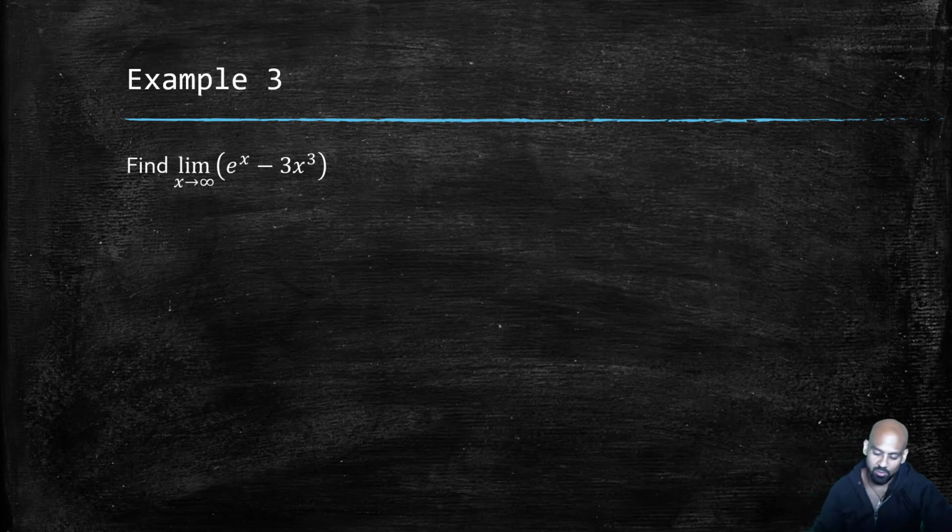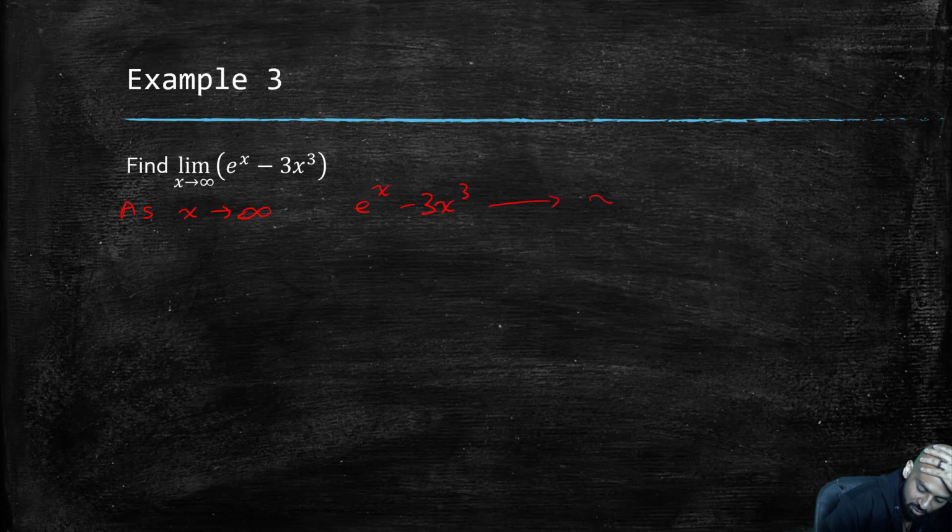Okay, so this is actually a really, really cool example. Why? Because it's exactly the same as what we're used to. So as x approaches infinity, we're going to jump right in. e to the x minus 3x cubed. Well, that goes to big old number minus big old number. Again, indeterminate form, right? So you're like, oh my goodness, what is the big deal here?